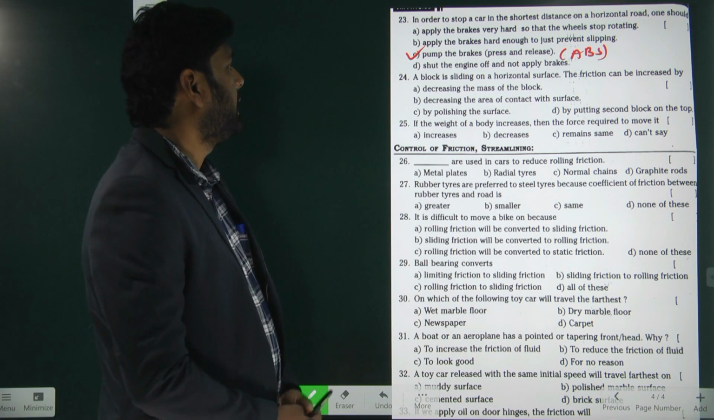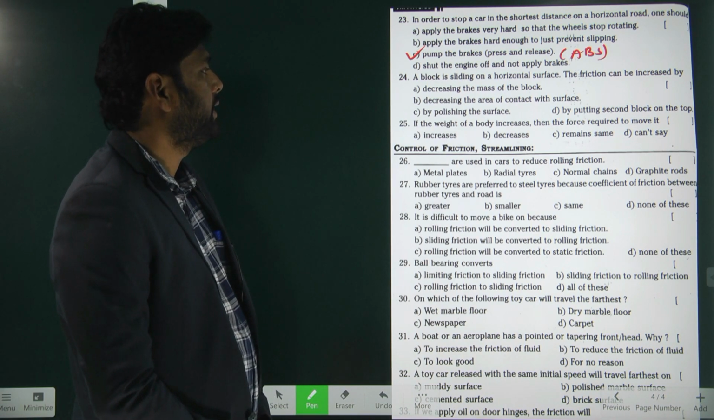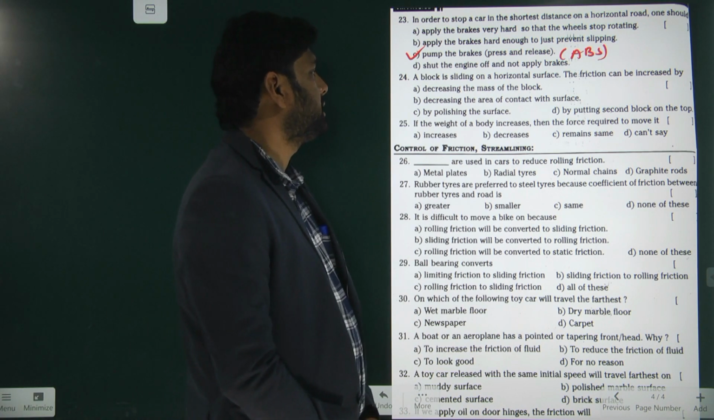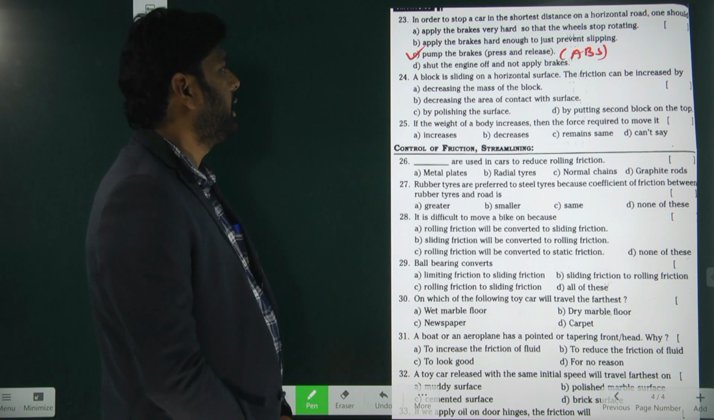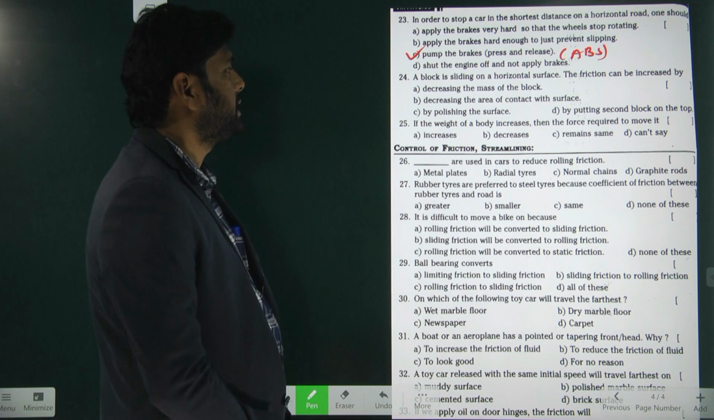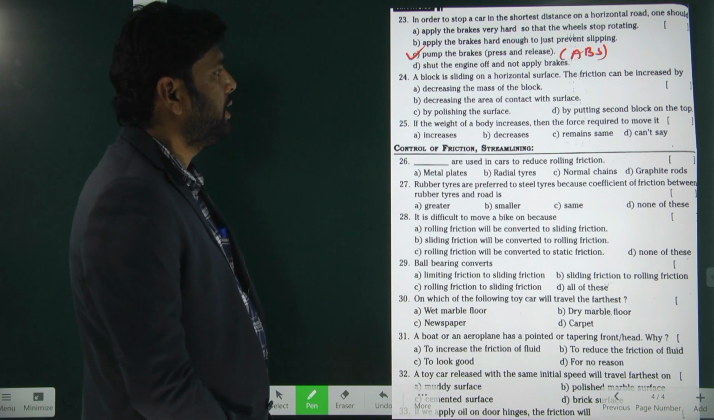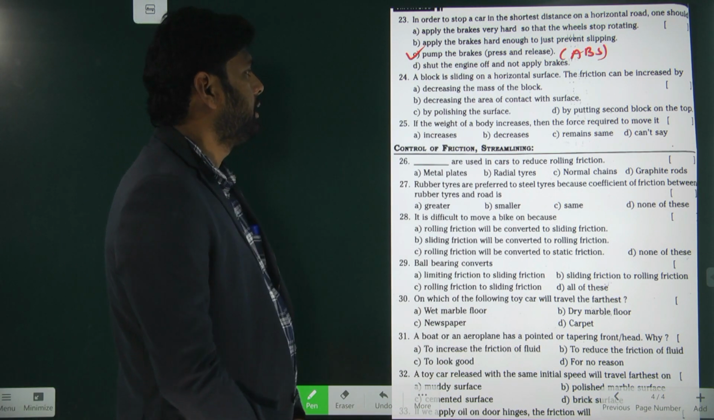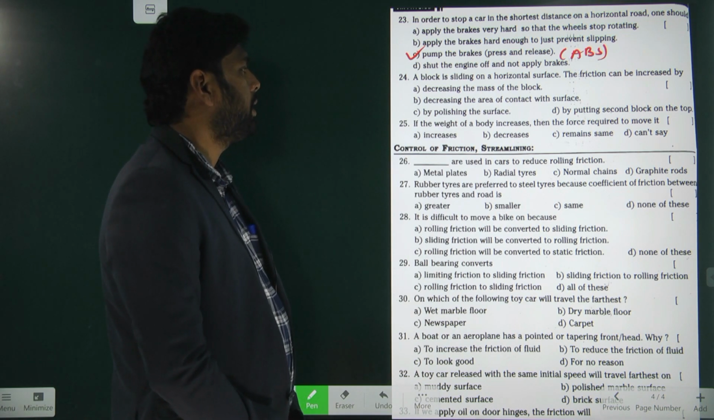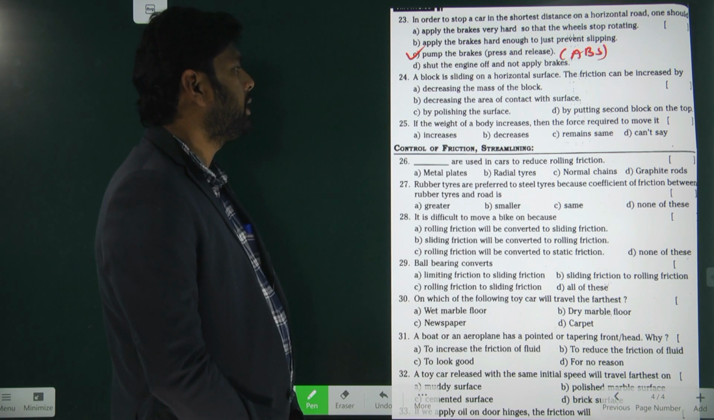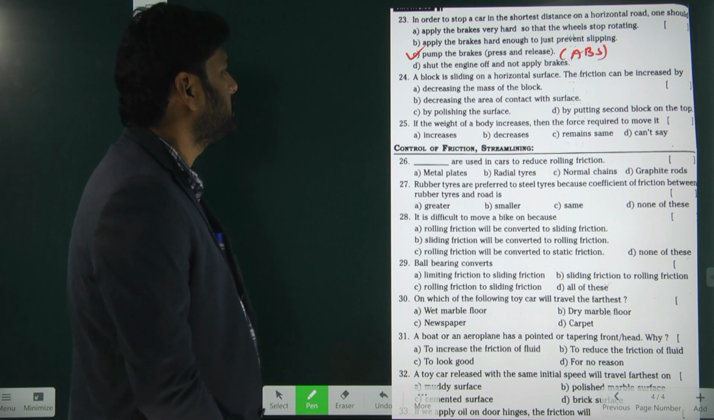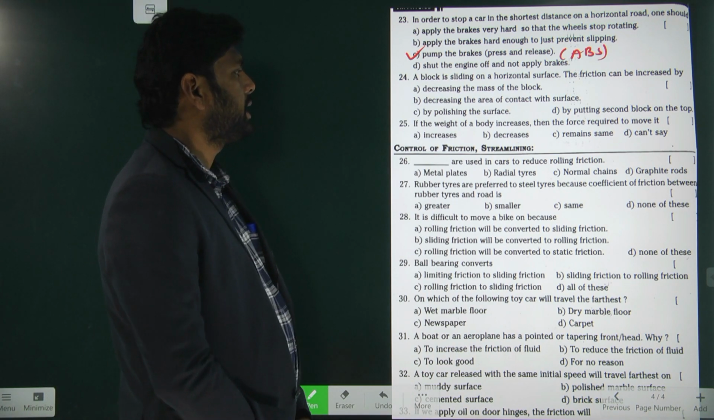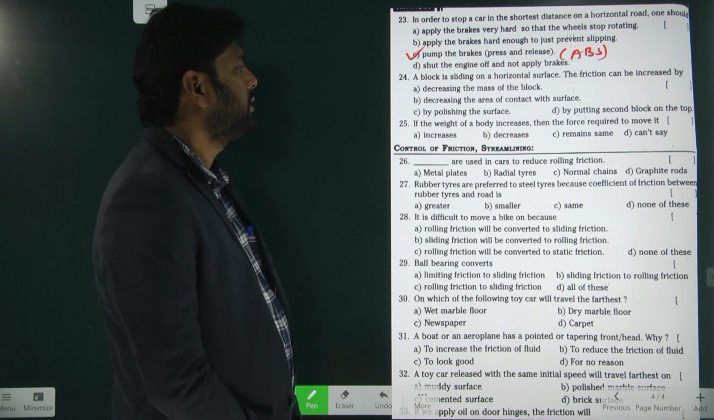Next, 24. A block is sliding on a horizontal surface. The friction can be increased by decreasing the mass of the block, decreasing the area of the contact surface, by polishing the surface, or by putting a second block on the top.